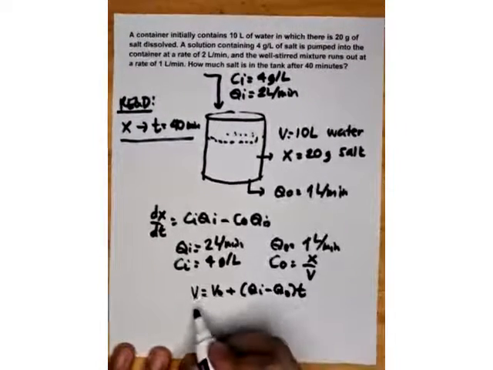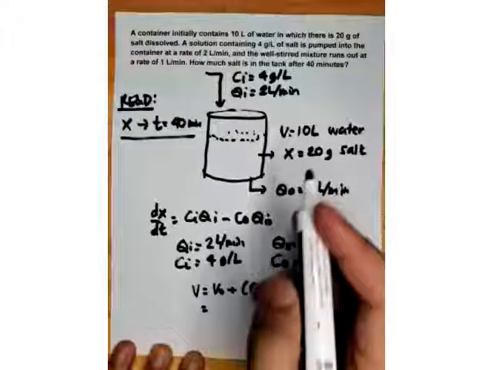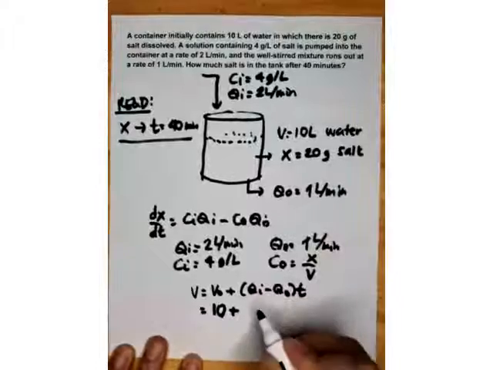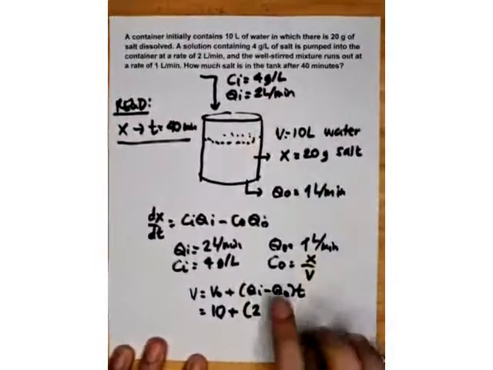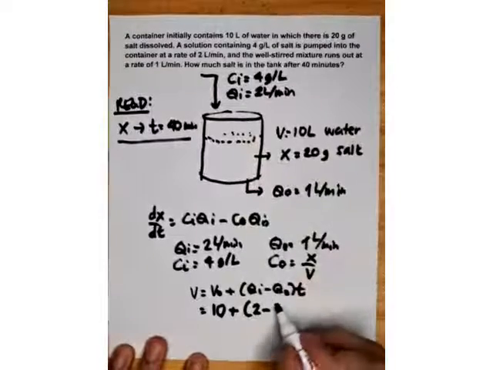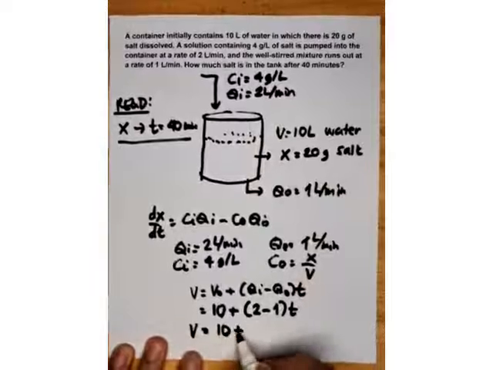So let's solve this first. That's equal to, what's the initial volume of the tank? The initial volume is 10. So 10 plus the in rate, which is 2, minus the out rate, which is 1, times T. So therefore V is equal to 10 plus T.